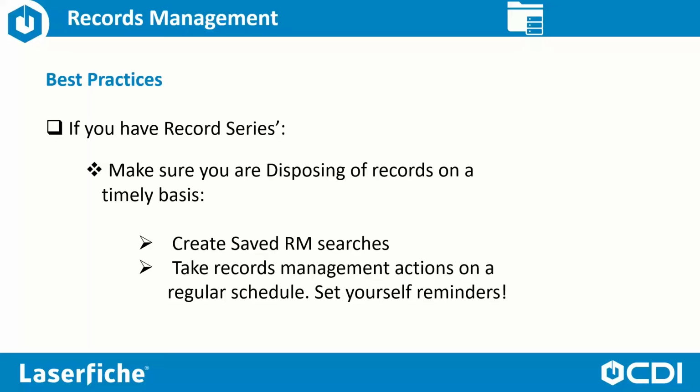And that could be done by just running a saved search. You might create a search using the records management search criteria for records or records folders ready for disposition. And you can choose the disposition type. It might be destroy or it might be accessioning.